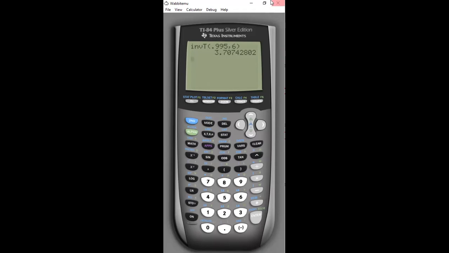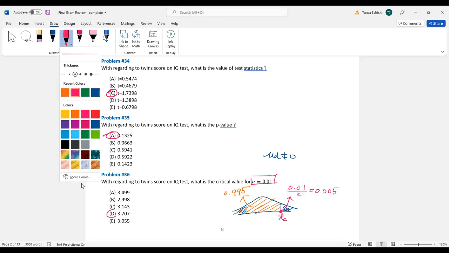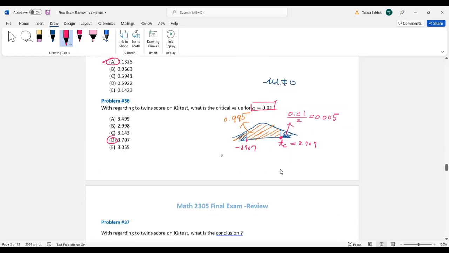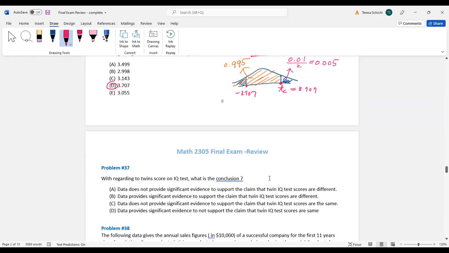Okay, let's remember this. Let's go back to our final exam here. So this is 3.707, this is my answer. And this critical value will be the negative 3.707 because they share equal tails here.